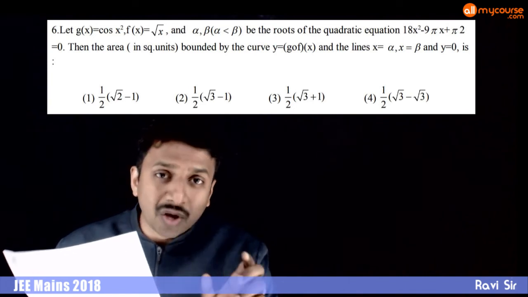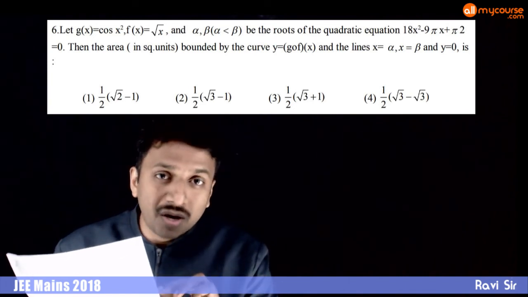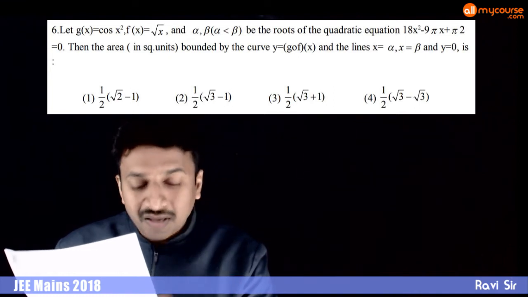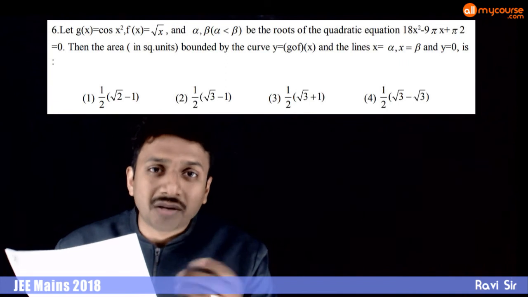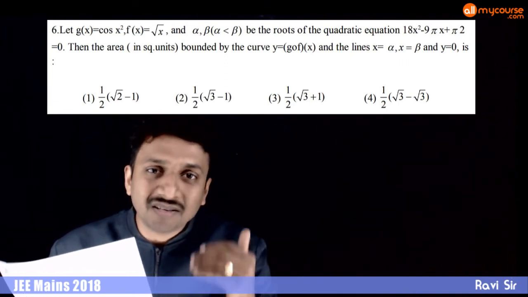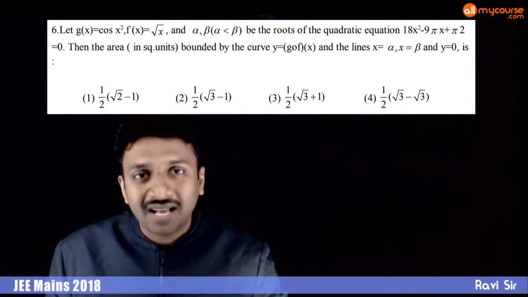So here you just need to solve the quadratic. If you solve the quadratic, you'll find that the roots are pi by 6 and pi by 3. And g o f of x is nothing but cos x. So you just need to integrate cos x between pi by 6 and pi by 3 to get the answer to this question.